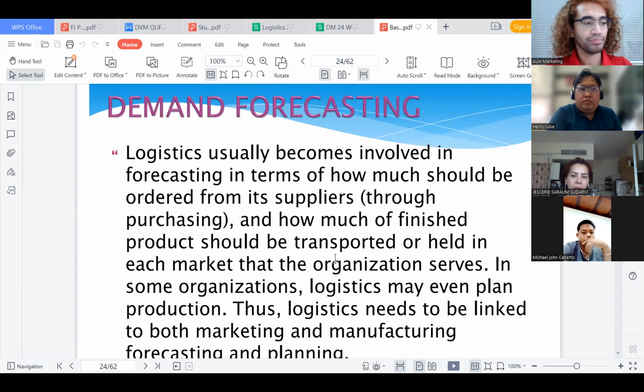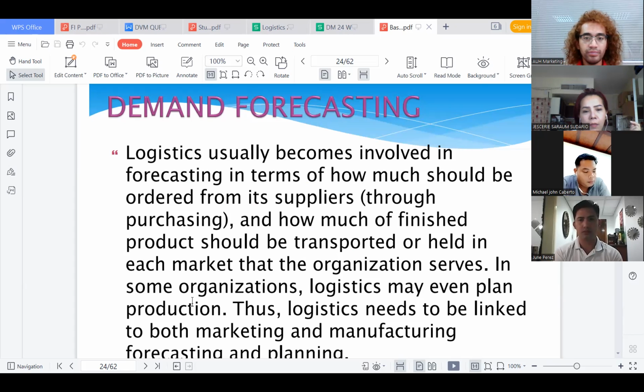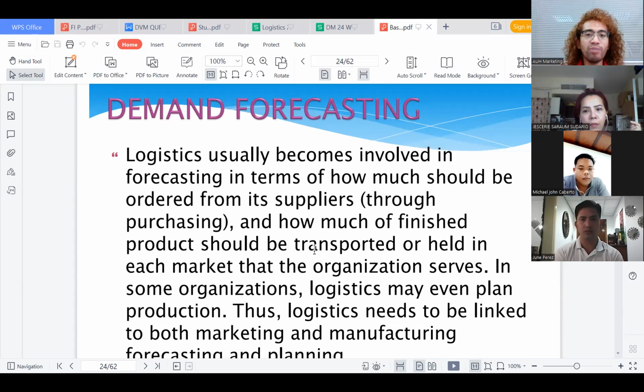Demand forecasting. Logistics usually becomes involved in forecasting in terms of how much should be ordered from its suppliers through purchasing and how much of finished product should be transported or held in each market that the organization serves. In some organizations, logistics may even plan production, thus logistics needs to be linked to both marketing and manufacturing forecasting and planning.